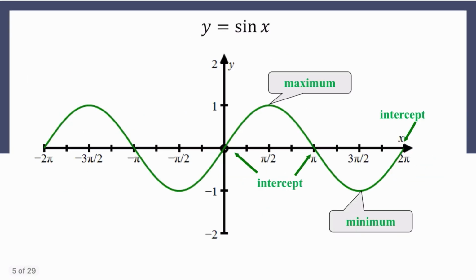And there it is. So what we have is a maximum at pi over 2, a minimum at 3 pi over 2, and intercepts at 0, at pi, and again at 2 pi. This information is going to become important later on. When I think about the sine curve, I always think about these 5 key points. 0, maximum, 0, minimum, 0. Or in other words, middle, high, middle, low, middle.